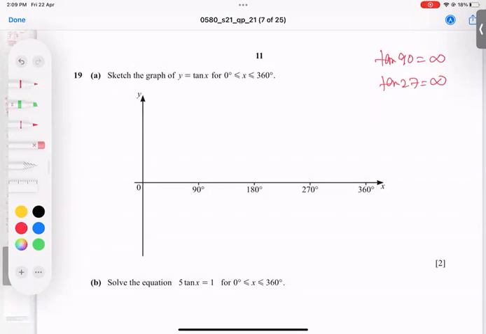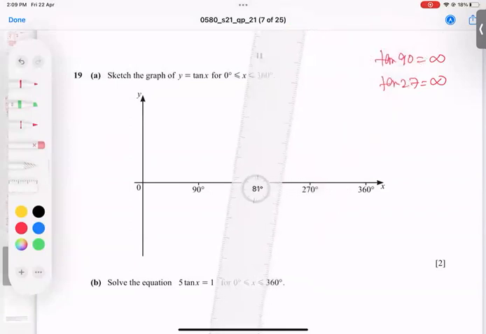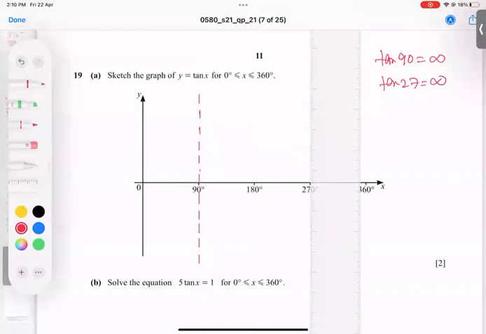So at 90, I will make an asymptote. There's a line. I'm going to show you. Wait a minute. So this line, I make it here. And I'm going to make a dotted line here. Dotted line. You can see this dotted line. Okay. Similarly at 270. Okay. That's it. So we have done it.